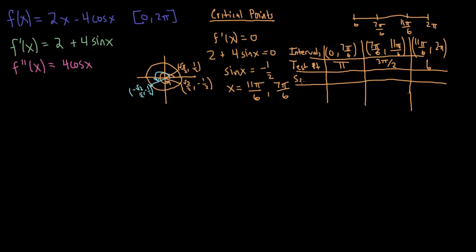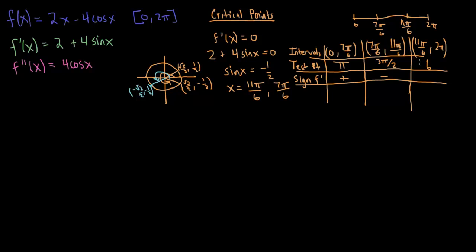So now this is the sign of f prime. Let's go to f prime and plug in pi. What's sine of pi? Sine of pi is 0. So you have 4 times 0 is 0, 2 plus 0 is 2. So it's positive. What about 3 pi over 2? Again, we're going to f prime here. Sine of 3 pi over 2 is this quadrantal angle down here. It's -1. So you have 4 times -1 is -4. 2 minus 4 is a negative result.